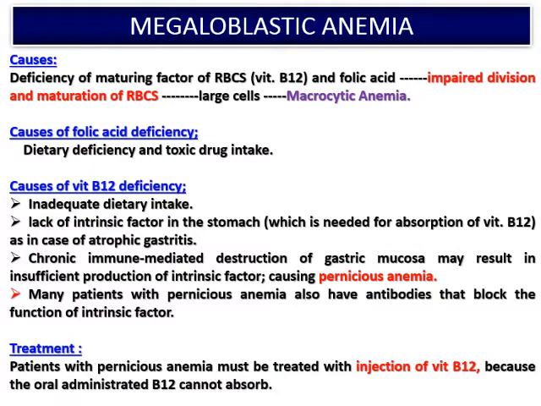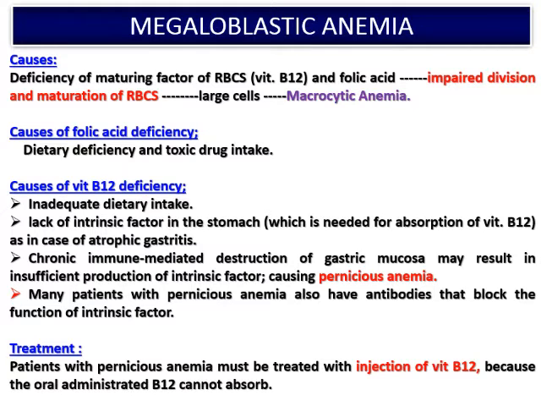What are the causes of megaloblastic anemia? Megaloblastic anemia occurs due to deficiency of folic acid, that can occur in case of decreased intake of folic acid in diet or in case of some drug intake. The second cause of megaloblastic anemia is deficiency of vitamin B12. That can also occur due to inadequate dietary intake, or maybe due to a defect in or lack of intrinsic factor, which is the important factor for the absorption of vitamin B12 from the stomach.